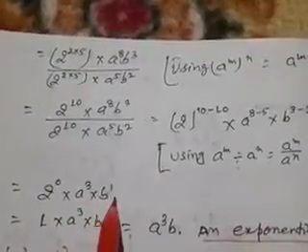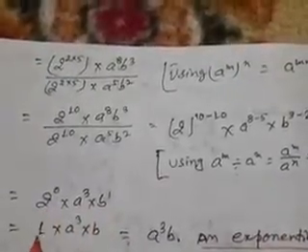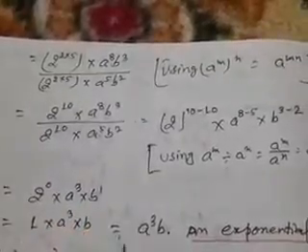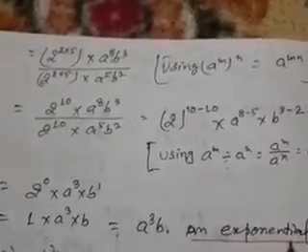or simply b. 2 to the power 0 is 1, multiplied by a cube multiplied by b, or simply we write a cube b. It is an exponential form.